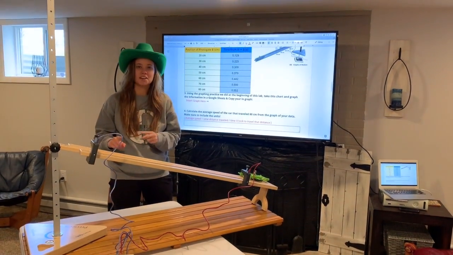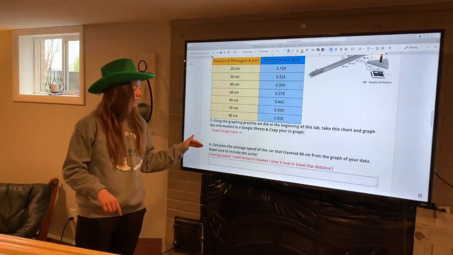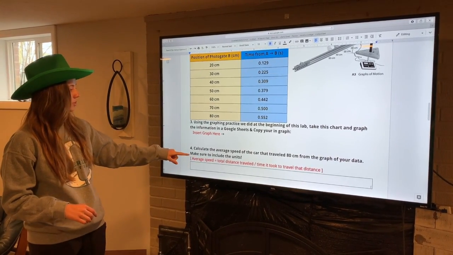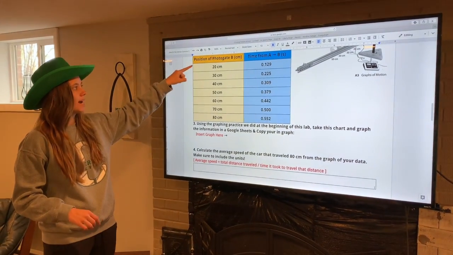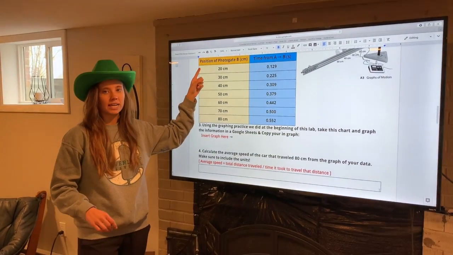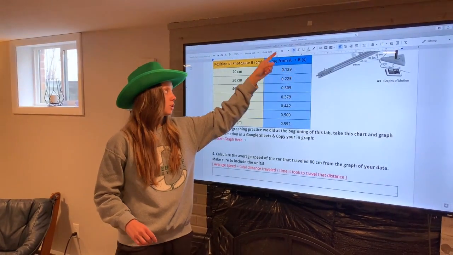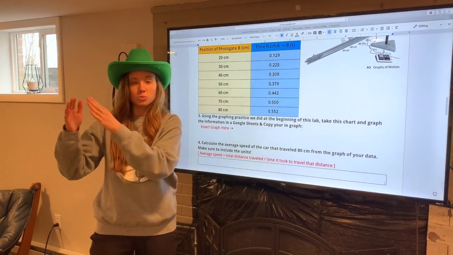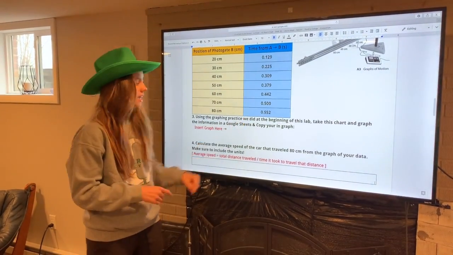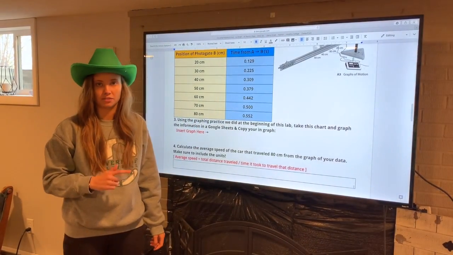Now that you have done your graphing, we're going to move on to calculating the average speed. Question 4 says, calculate the average speed of the car that traveled 80 centimeters from the graph of your data. Make sure to include the units. You're going to look back up here, and all of this information is in your graph too. You have the position of the photo gate, that is our distance. And then you have the time from photo gate A to B, the time that it took the car to move from one spot to another. So you're going to take your distance and divide it by your time. You're looking just at this last row here, distance divided by time, to find your average speed.